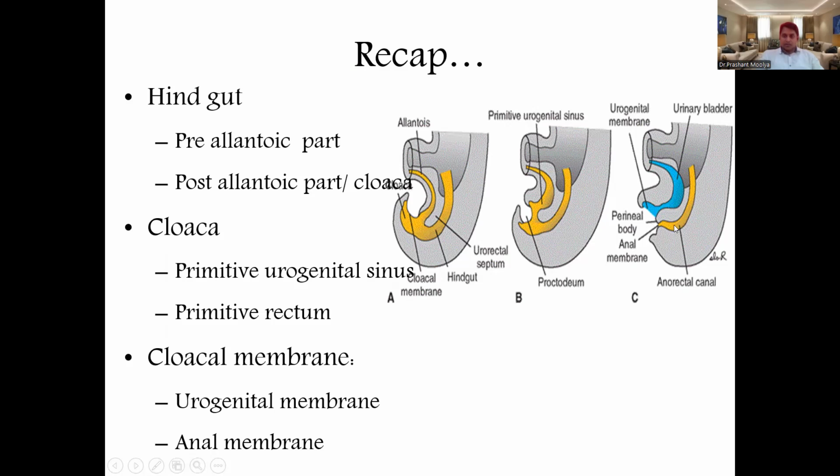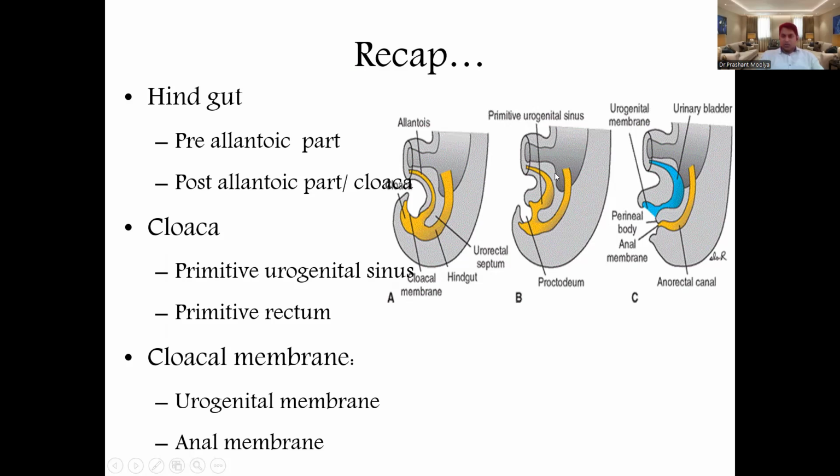In this next photograph you can see it touches the cloacal membrane and divides the cloacal membrane further into two membranes. The membrane closing the primitive rectum will be called the anal membrane. The membrane closing the urogenital sinus is called the urogenital membrane. And the point where it fuses with the cloacal membrane is the perineal body. So that's the perineal body where it is.